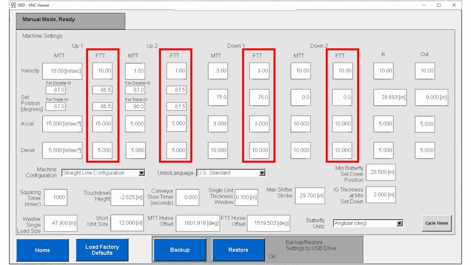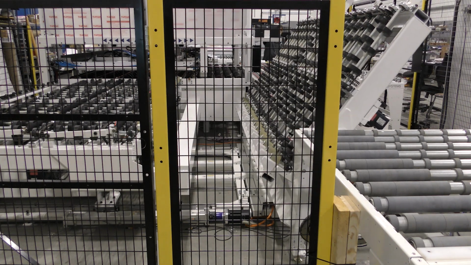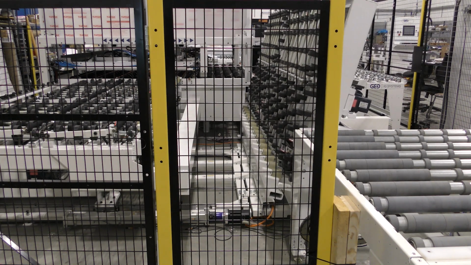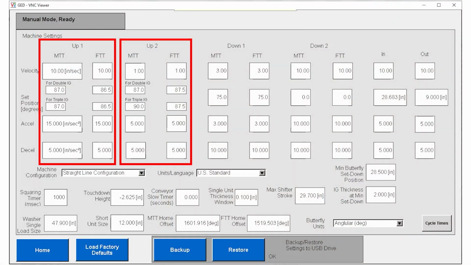There are 4 columns of parameters that are under the heading FTT. FTT stands for Fixed Tilt Table. The fixed tilt table is the half of the butterfly that is on the operator side of the machine. It is only capable of motion in the tilting direction. When the moving tilt table and the fixed tilt table go up, their movement is broken into 2 separate moves.